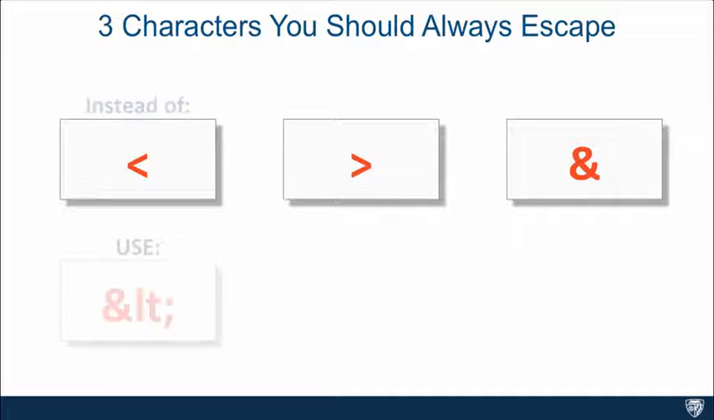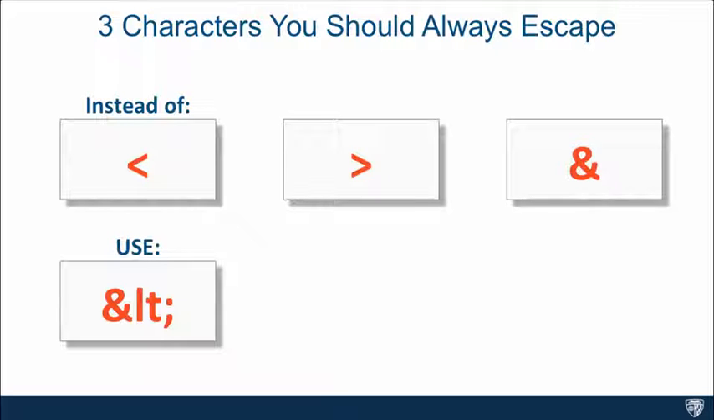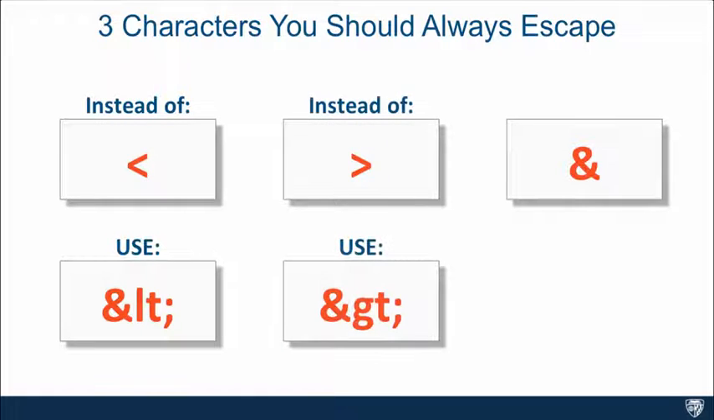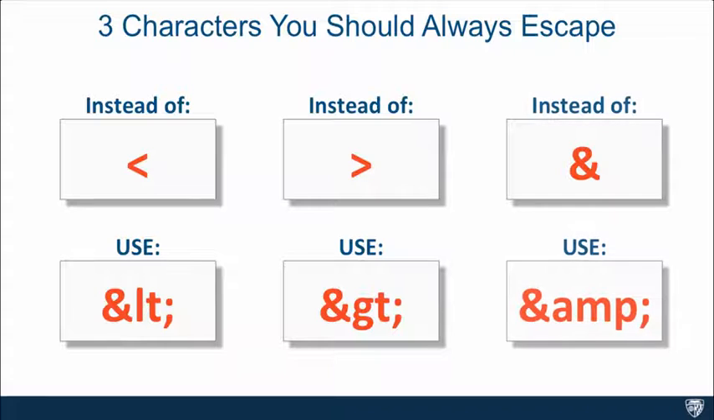Instead of using the less than character, you should use the HTML entity, which starts with ampersand followed by LT semicolon. So if you put in your HTML ampersand LT semicolon, the browser will interpret this as a less than character. And similarly, for the greater than character, it's ampersand GT semicolon. And for the ampersand, it is ampersand AMP semicolon.